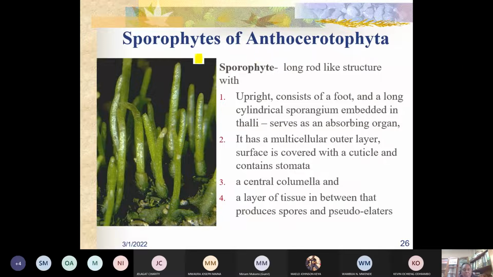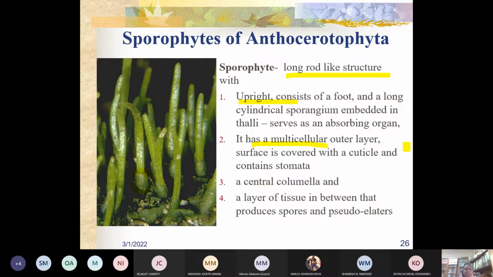So if we look again at the sporophyte, even though we've described it a bit, you can see the sporophyte tends to grow long. So it's long, rod-like. It is upright. We've already mentioned it has a foot. It has a long cylindrical sporangium, which is embedded in the thallus. Then you can see it's a multicellular structure.